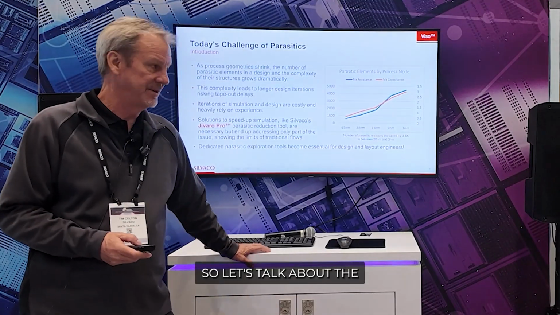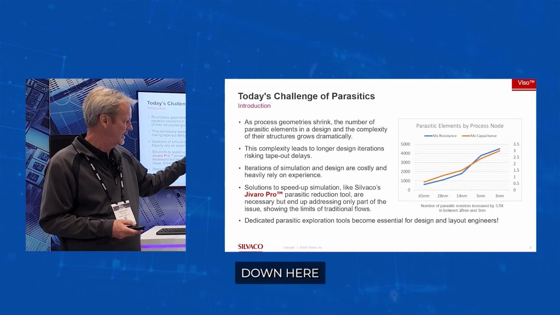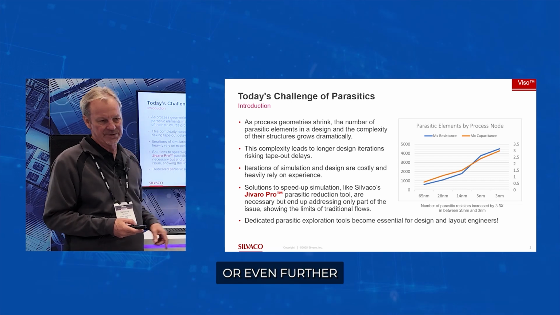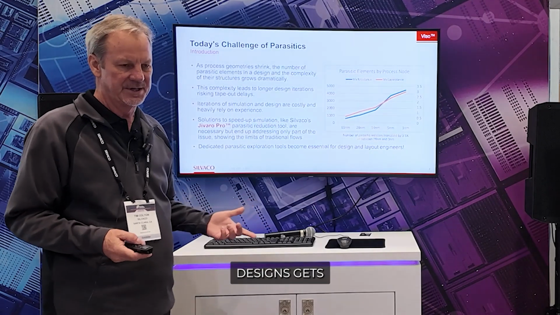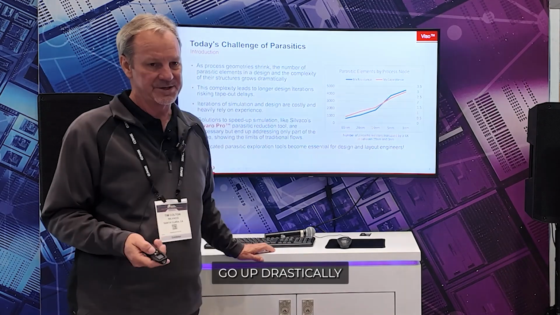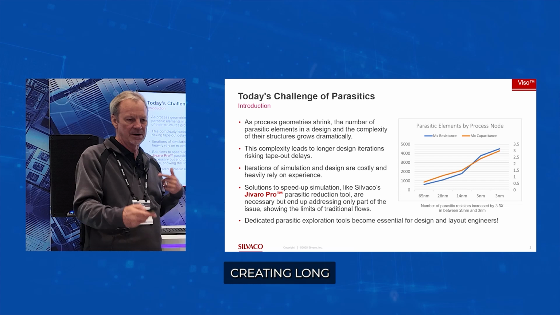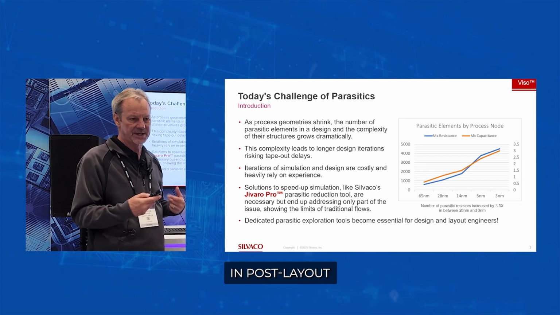Okay, so let's talk about the problem statement. As we dive down into the smaller nodes, from 65 to 3 nanometers or even further, the complexity of the designs goes up drastically, and along with that, the parasitics also go up drastically. What we're finding is that it's risking tape-out delays, and it's creating long iterations in post-layout simulations.